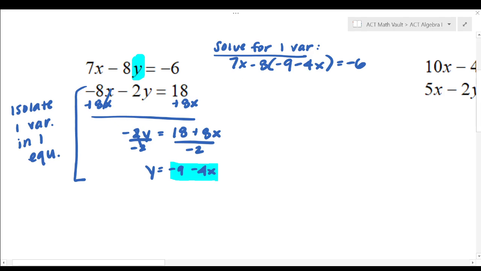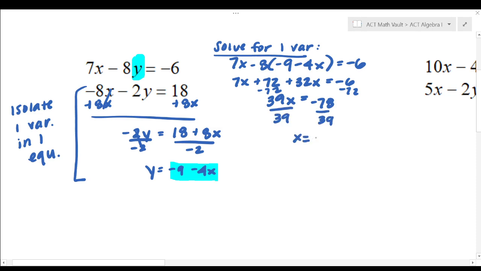So let's just keep on chugging here. 72 and then plus 32x equals negative 6. So this will be 39x equals, and then if I subtract 72, this would be negative 78, and then divide. Thankfully, that's just negative 2. So I get the one variable, and that is x.